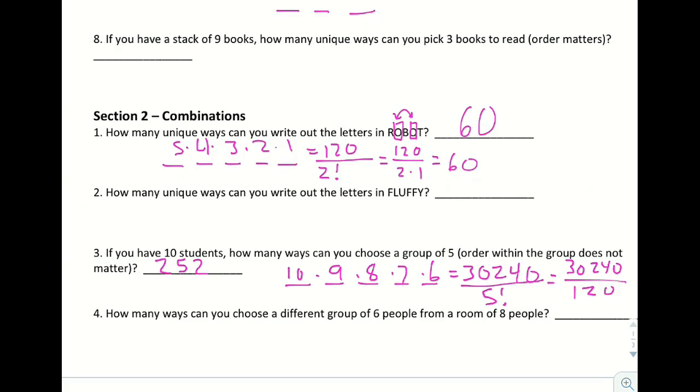Same concept applies for number 4. You're going to follow the exact same pattern where you start with the room of 8 people. Work from that and then unorder the 6 by using that 6 factorial to unorder those 6. Good luck.